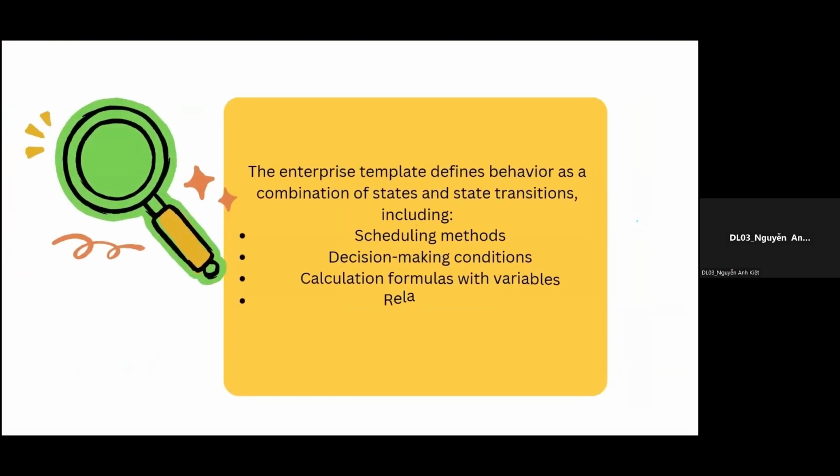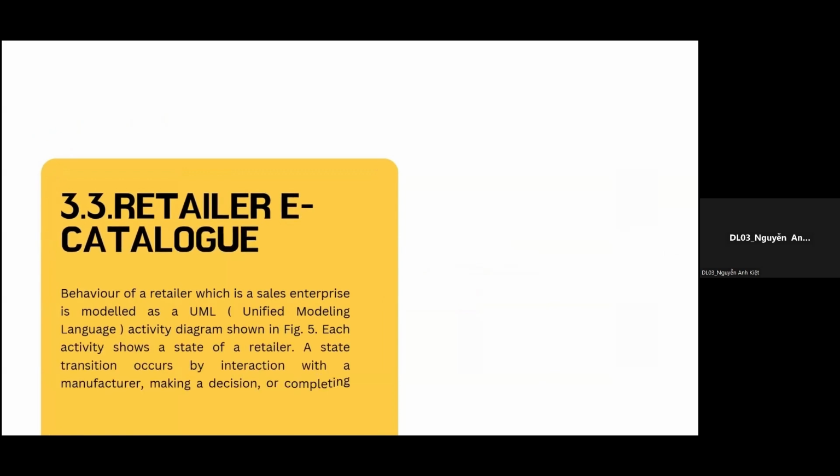So the enterprise template defines behaviors as a combination of state and state transition, including scheduling method, decision-making conditions, calculation formulas with variables, and related data. So we are going through retailer e-catalogs. Behavior of a retailer, which is a sales enterprise, is modeled as a UML, Unified Modeling Language, activity diagram shown in Figure 5.